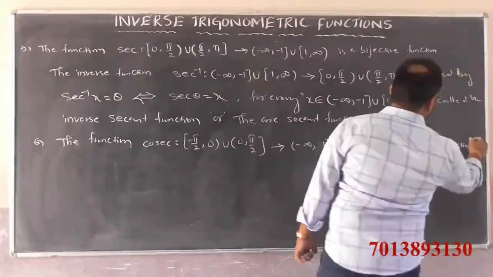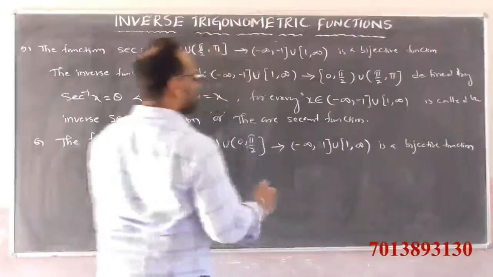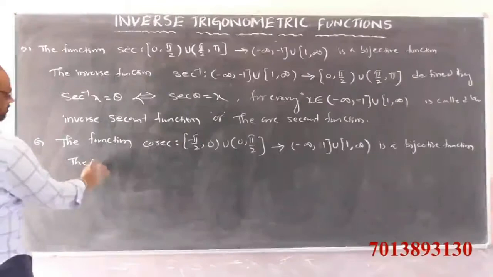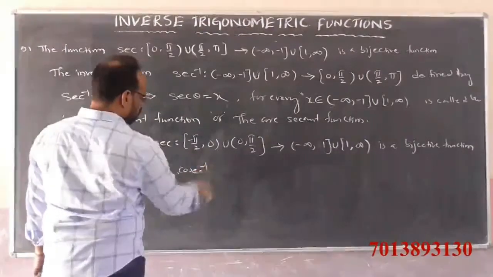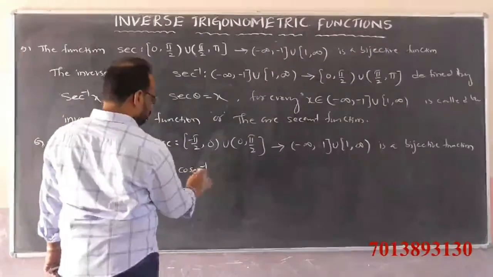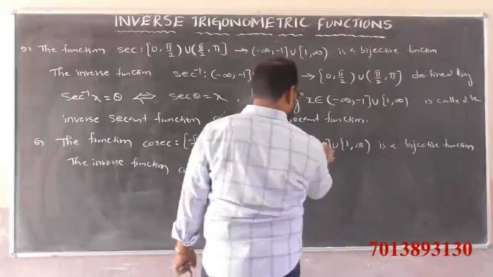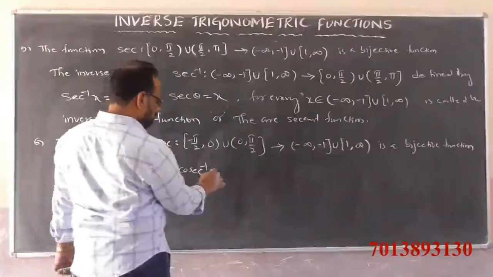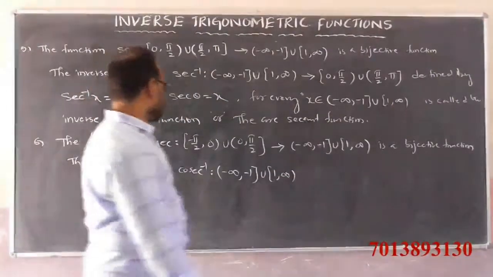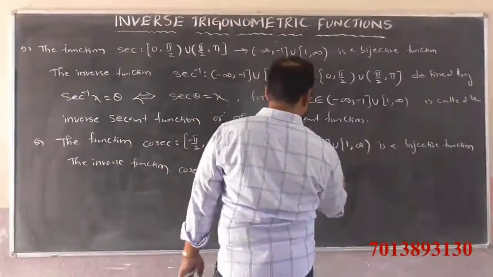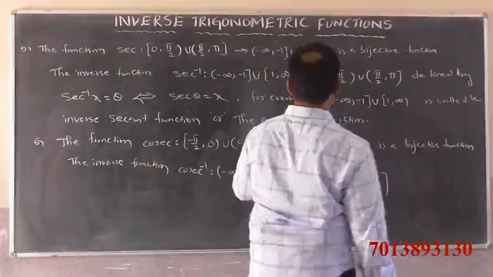It is clearly a bijective function. The inverse function, cosecant inverse, is a mapping from minus infinity to minus 1 closed interval union closed interval 1 to infinity, to the closed interval minus pi by 2 to 0 union 0 to pi by 2.